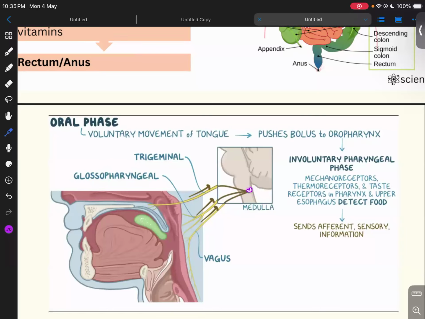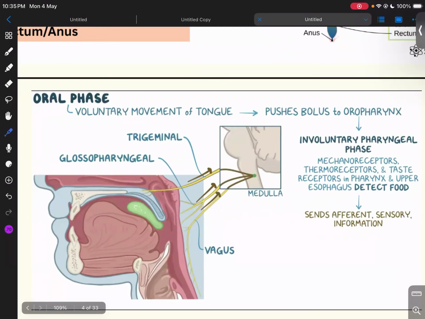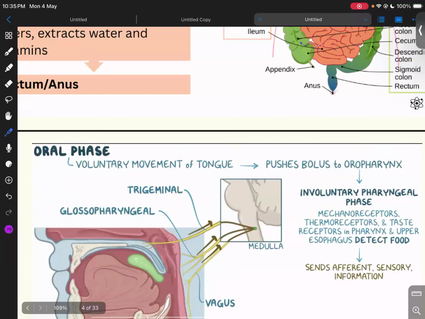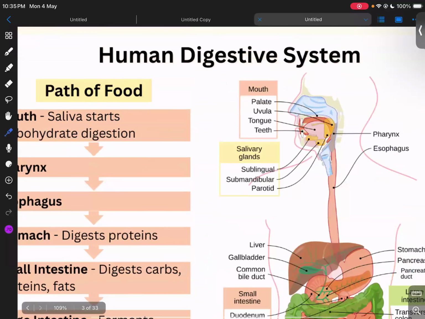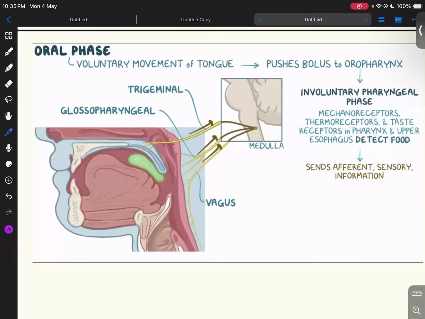After the signal goes there, the brainstem sends a signal, and the function of this signal is to ensure the coordinated movement of the uvula, soft palate, epiglottis, and also the oropharyngeal muscles, so that the food can pass in an easy and coordinated way into the esophagus, and not enter into the nasopharynx or the ear cavity. This is the function of this nerve signal.